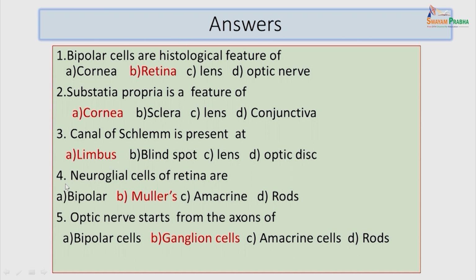Question number 4. Neuroglial cells of retina are bipolar, Muller's, amacrine, rods. The answer is Muller's. These Muller cells are otherwise called retinoglial cells. All other cells are neuronal cells which are present in the retina. Question number 5. Optic nerve starts from the axons of bipolar cells, ganglion cells, amacrine cells, rods. Ganglion cells will give rise to axons which will be continuing as optic nerve.